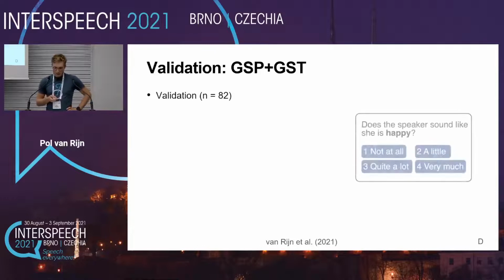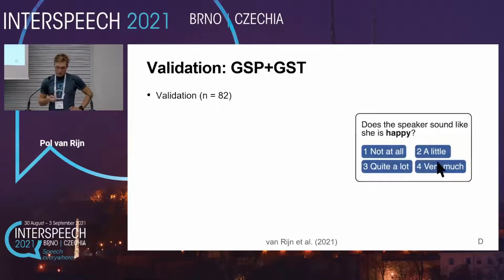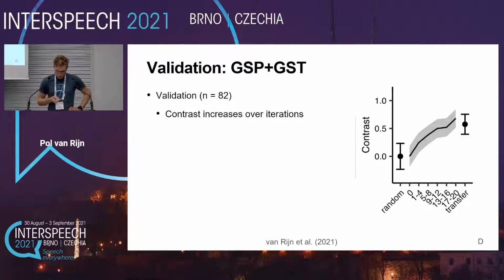In a separate validation experiment, 82 online US participants rated how well samples matched each emotion on a four-point scale. This means that each stimulus created in the main experiment was rated on all three emotions, not only on the intended emotion of the chain. This allowed us to compute the so-called contrast. This is the difference between ratings of the intended and the not intended emotions.